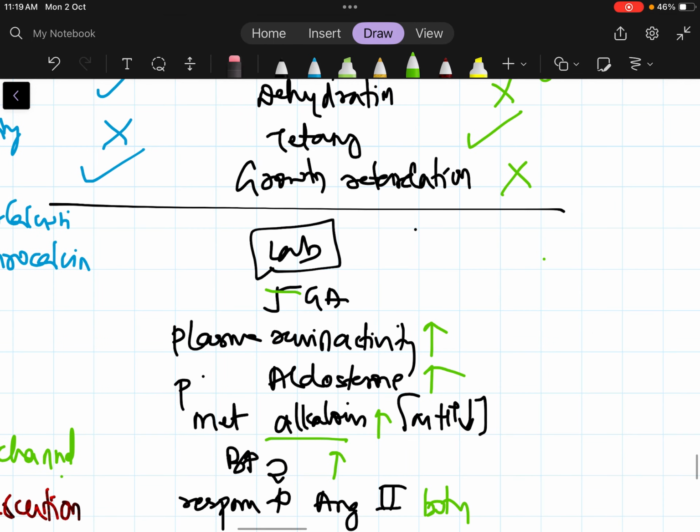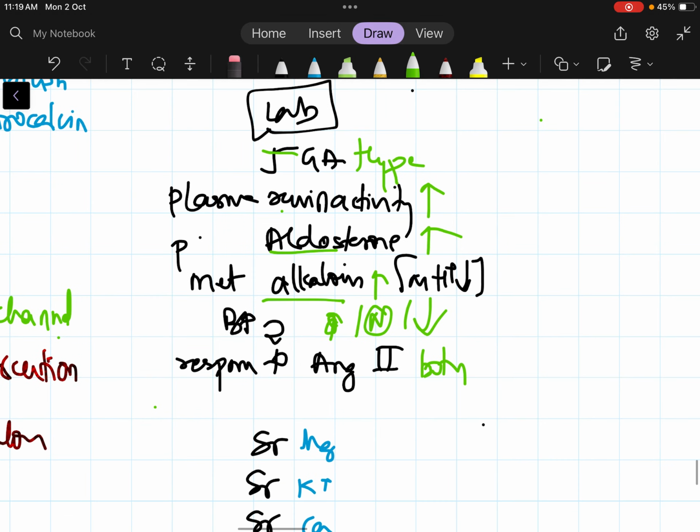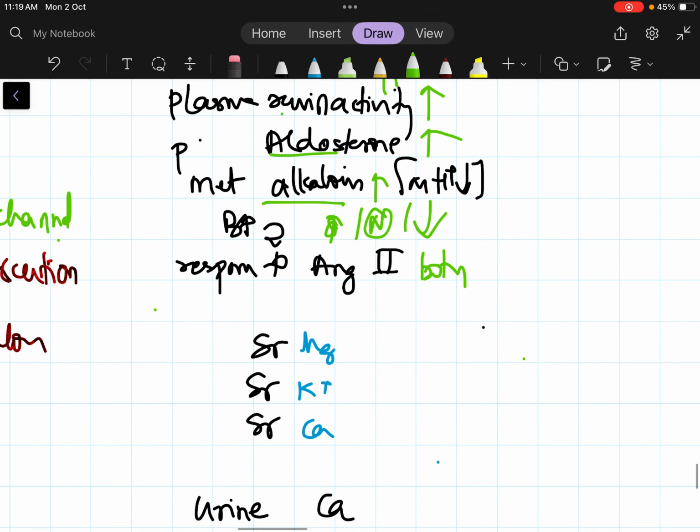Common to both these syndromes are hyperplasia of the JG apparatus, increased renin activity, and increased aldosterone activity. There is metabolic alkalosis, and BP can be high, low, or normal. Response to angiotensin 2 is seen in both, with a decrease in blood pressure. Serum magnesium is decreased in both. Serum potassium is also decreased in both. Whereas serum calcium can be normal or decreased in Gitelman.